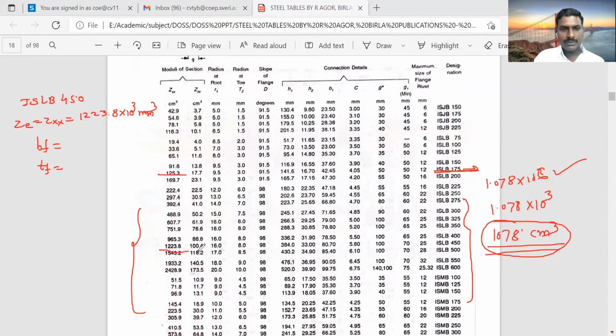So all these values are required, whatever is underlined. So where is the width of flange? Go to the back page. Width of flange is there. Thickness of flange is required. Then depth of section, it means 450 mm. This 450 is nothing but the depth of section, 450 mm. Thickness of web is also required. So write down these parameters.